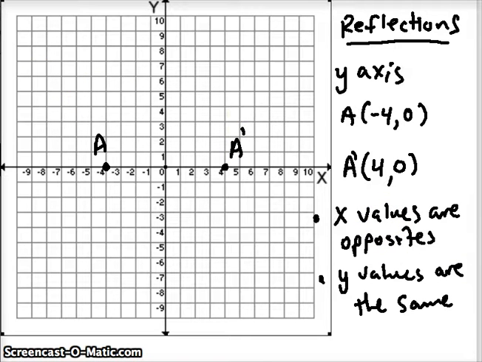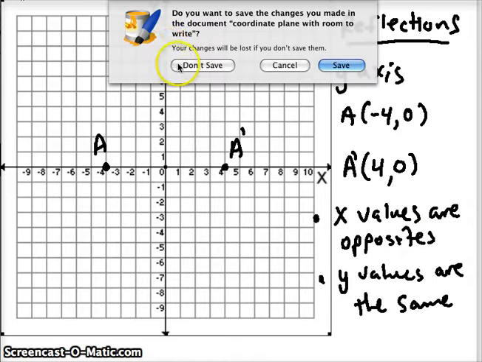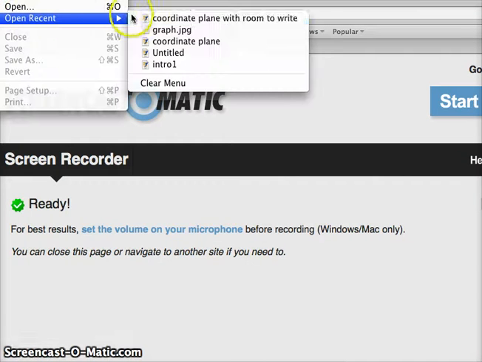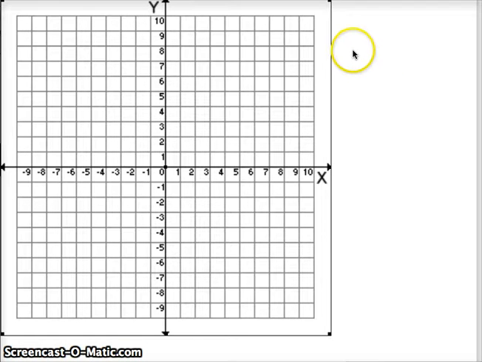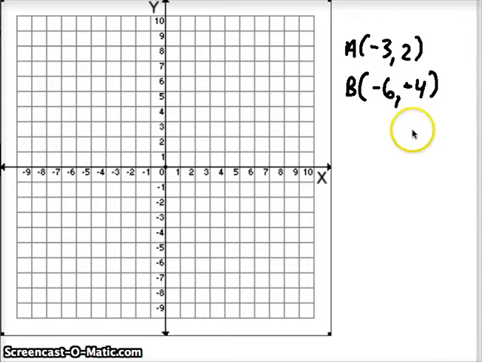Okay, let's do another example here. Trying to remember these rules, we're going to apply them. Let's try A at (-3, 2), and B now. Let's try B at (-6, -4). Let's see what happens when we reflect segments now. So (-3, 2) is right here, that's A, and (-6, -4) is right here, that's B.